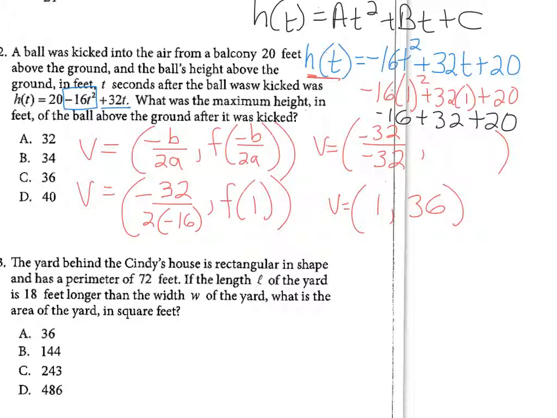So when they said, what is the maximum height? Well, this is the t, which is the time, and this is the height. So the height is going to be 36 meters, or feet, whatever it is, feet in this case. And if it was to say, when did it happen? Then the answer would be in 1 second.